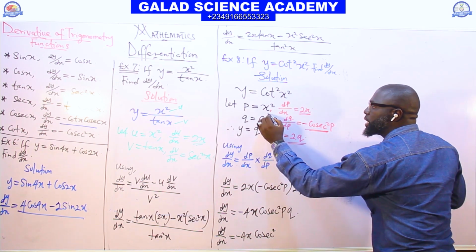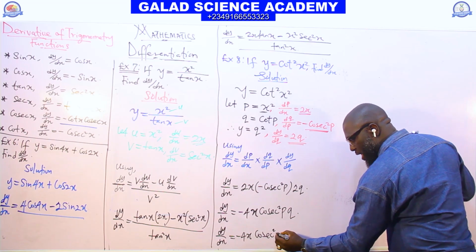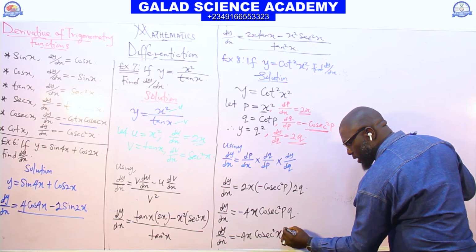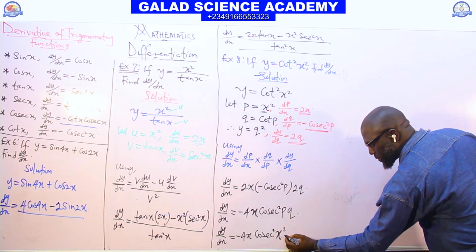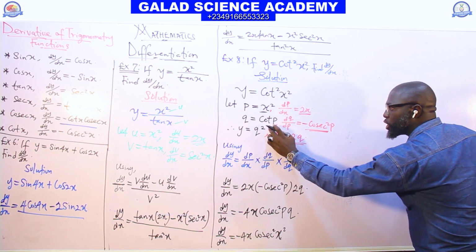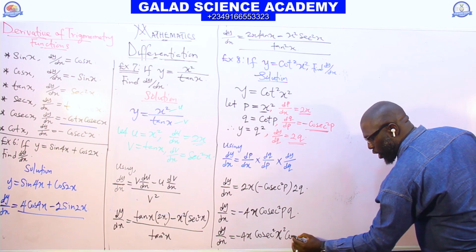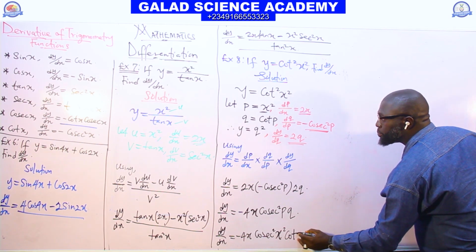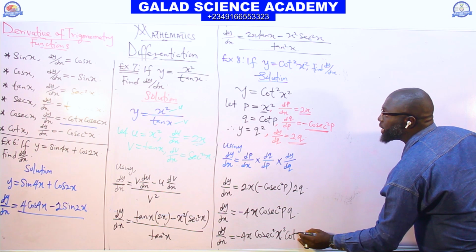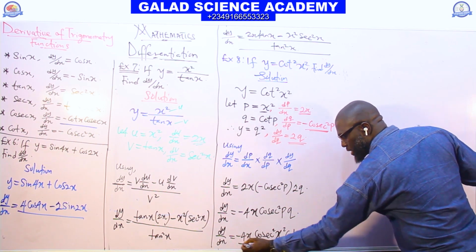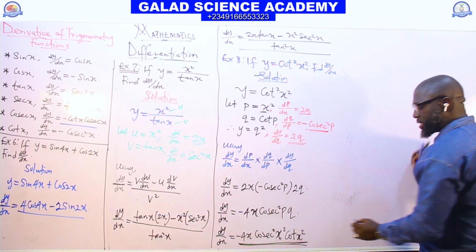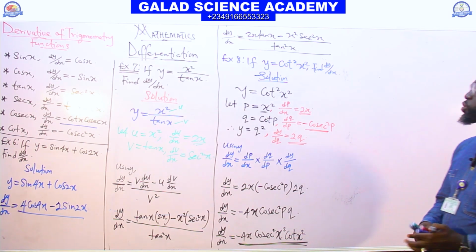dy dx will be minus 4x cosec square. What is P? P is x square. Cosec square x square. What of Q? Q is cot P. P is what? x square. That is the final answer for this question.